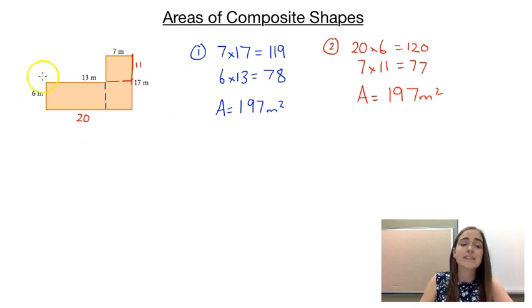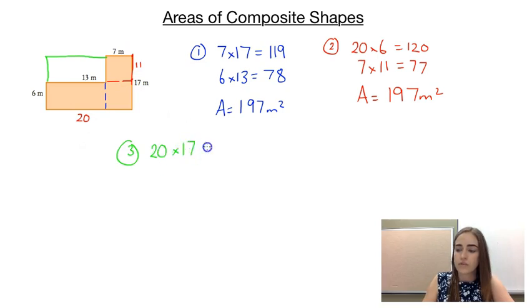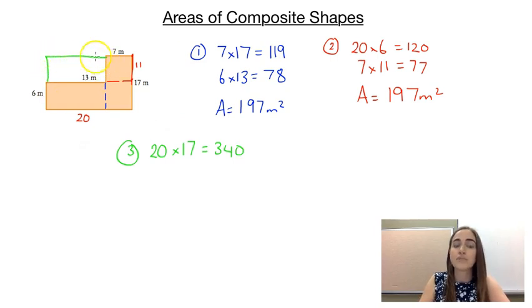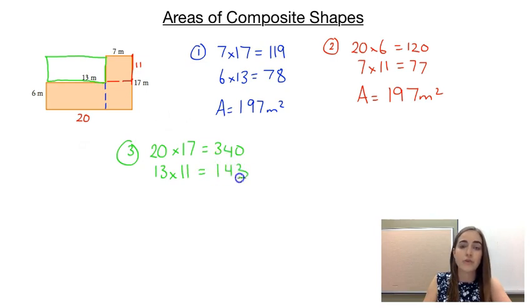The third way that I can see of doing it, rather than breaking the shape down, is to build it up. So if I were to look at this whole big rectangle all together, then I could find the area of that by doing 20 times 17, which would give me 340. And then I could subtract this bit that's been cut out of the corner. So the area of this section would be 13 along the base and a height of 11. So 13 times 11, which would give me 143.